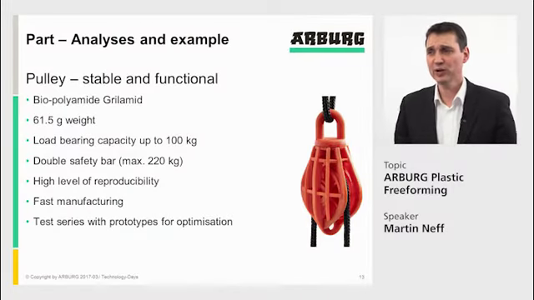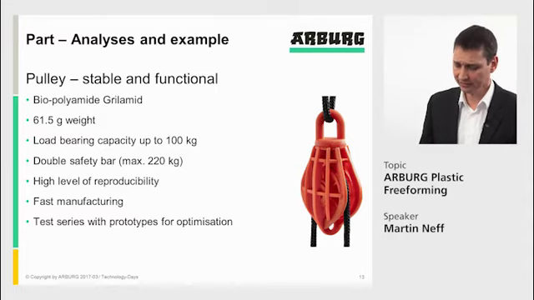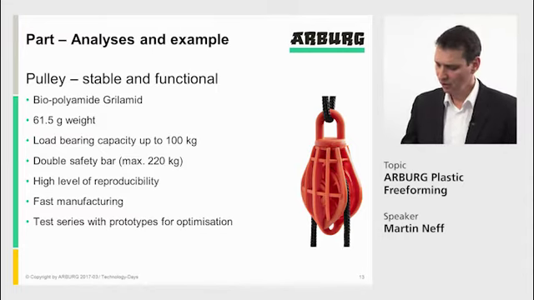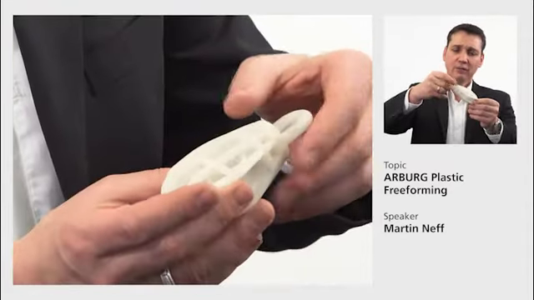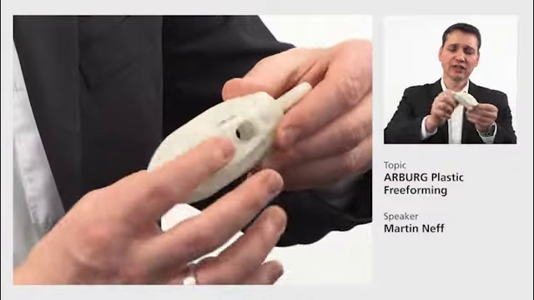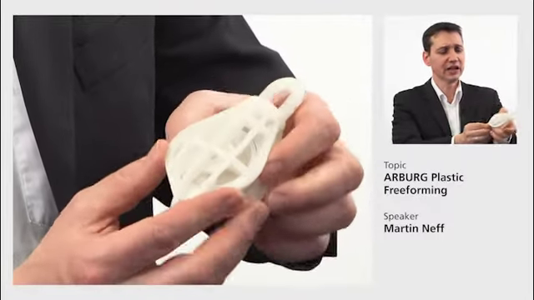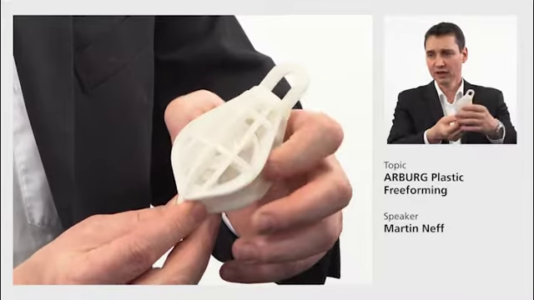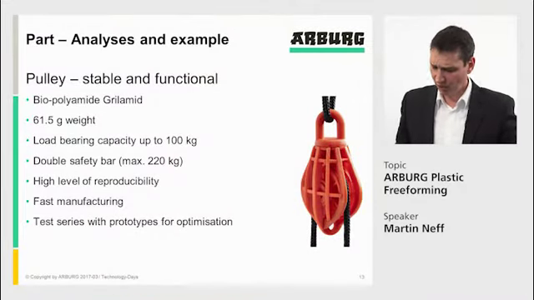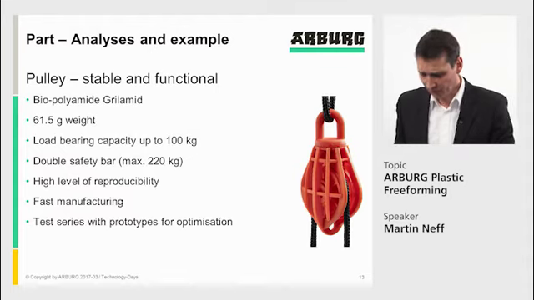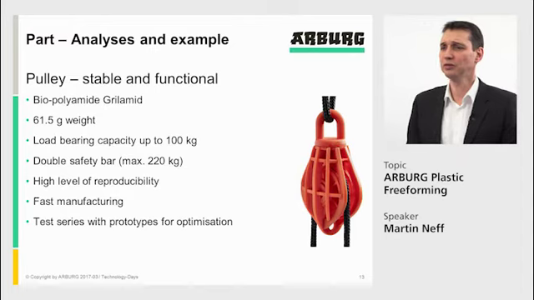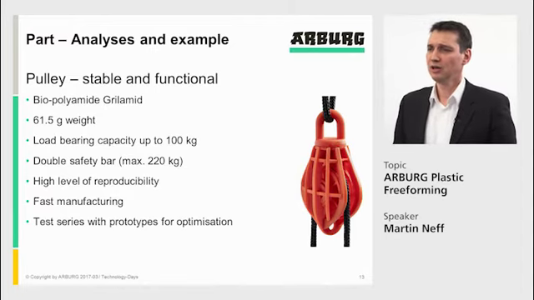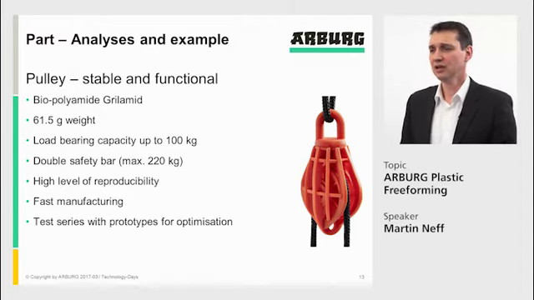Then let's go to a real application, a real example. As a real example, we have selected this functional part. This is a pulley with different functions integrated. So this inner wheel can spin, also this one can spin. As material, we used a bio-polyamide from EMS Grilamid. Part weight, we are talking about 61.5 grams. The load bearing capacity was about 100 kg.